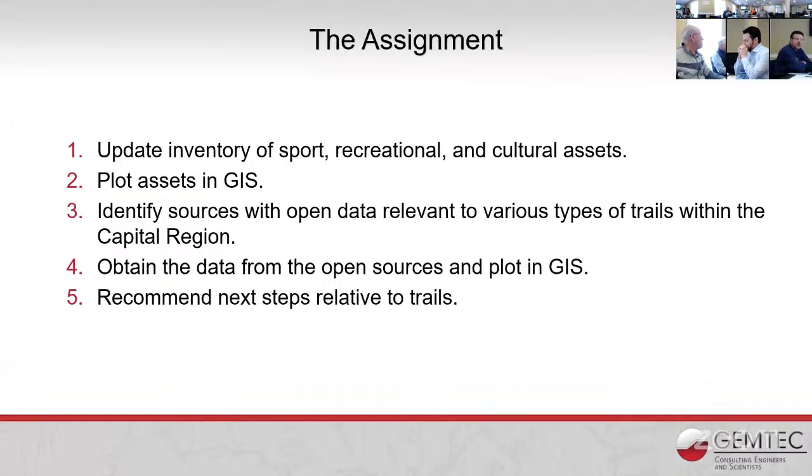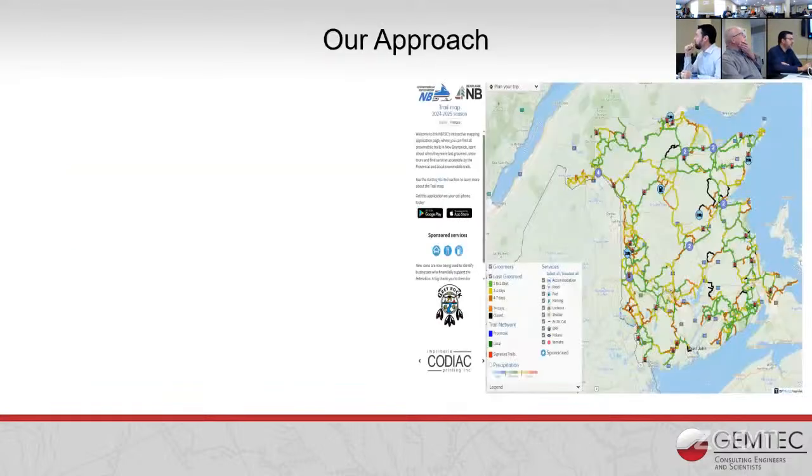The assignment is to update the inventory of the assets in the region, plot these assets in GIS, and then identify sources with open data relevant to various types of trails within the capital region, obtain that data, plot it in GIS, and then make recommendations to the next steps. As I mentioned, this is work in progress. We're not complete yet in our project here.